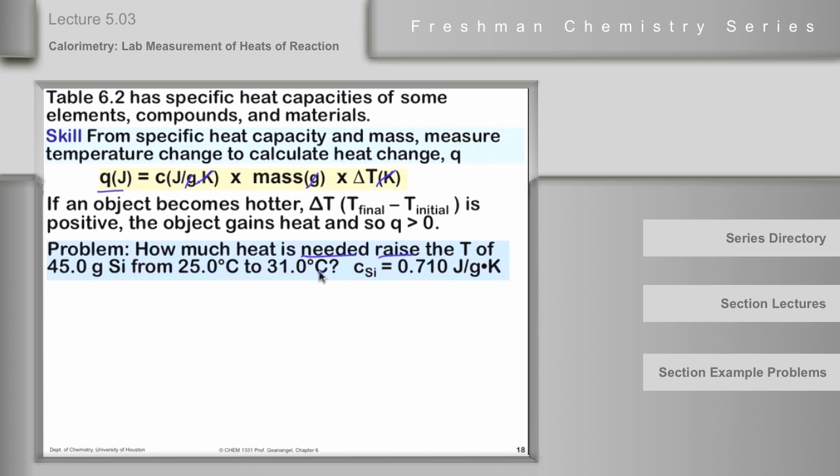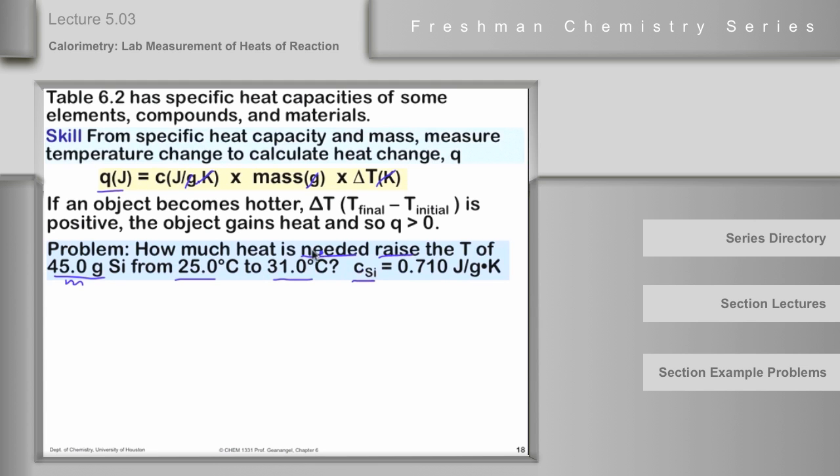We see the mass. This is the mass right here. 31 is the final temperature. 25 is the initial temperature, so the difference between those is 6 degrees. The constant, the specific heat capacity, is 0.71. So the solution is Q is equal to C, joules per gram Kelvin, times the mass, times delta T, right?